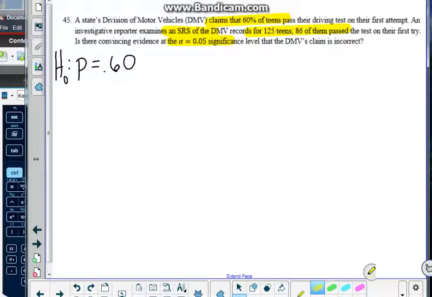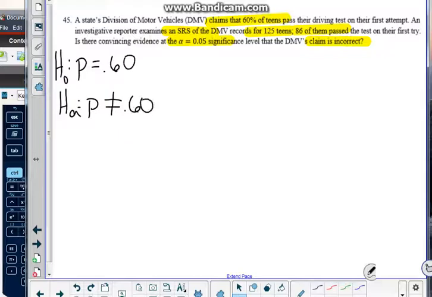Let's check to see if the claim is incorrect. And so that wording is really key here. Do we care if the proportion is less than 60%? Do we care if it's more than 60%? We're just looking to see if it's incorrect. So in that case, we're not using the less than symbol. We're not using the greater than symbol. We're just using not equals. Anything other than 60% would be a false claim. That's what we're looking at.